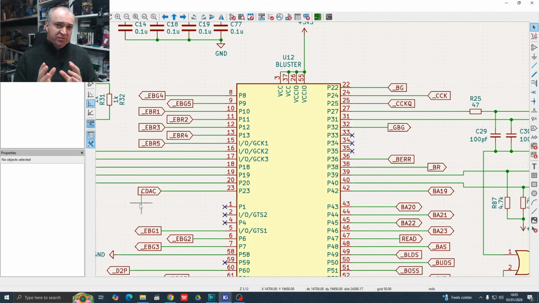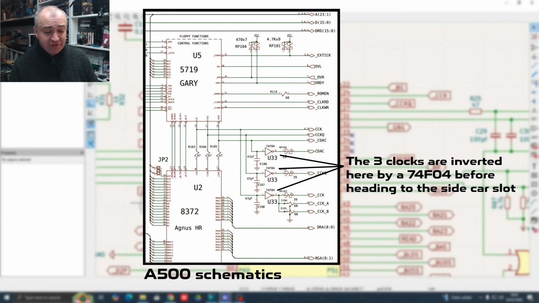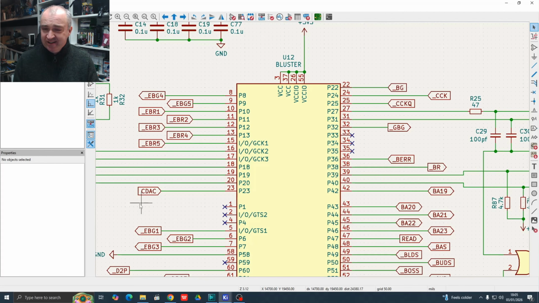Now that in itself does present one slight area of concern for me with those clocks being inverted inside the 500 before they come to the sidecar slot, well, that in itself is adding a little bit of delay to them. It is throwing them slightly out of phase. Now it is very minor. We're talking about what, 10 nanoseconds, something like that. So I'm not really sure in terms of the A500's timings if that will create any problems.